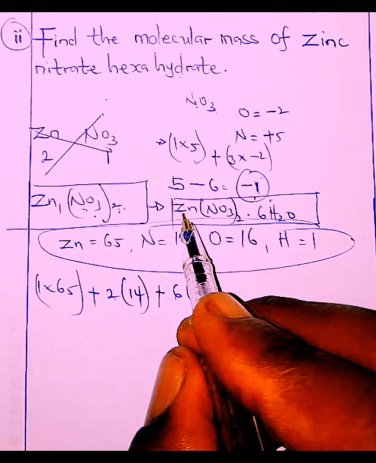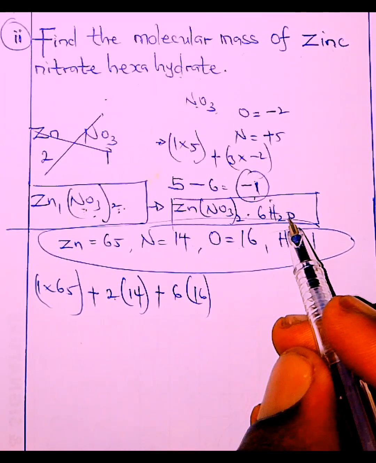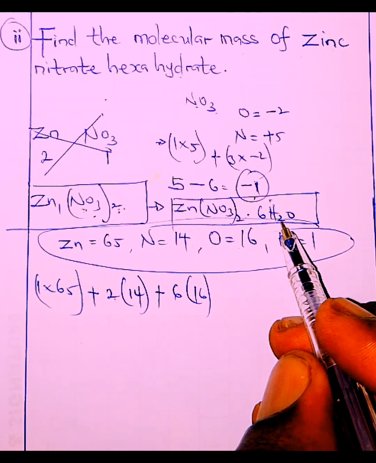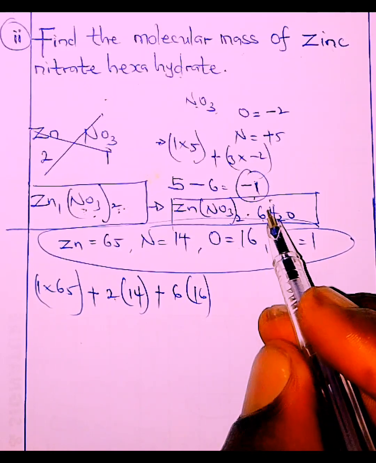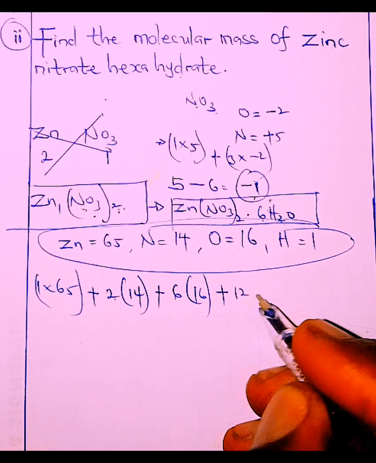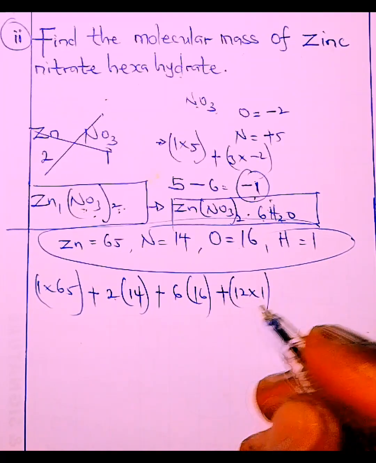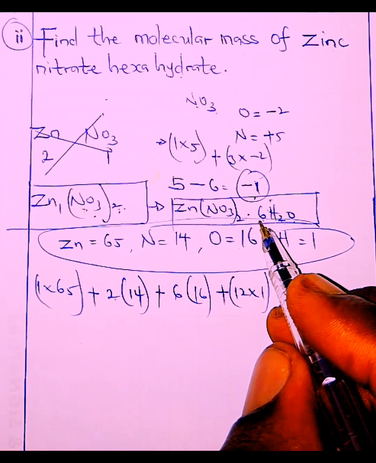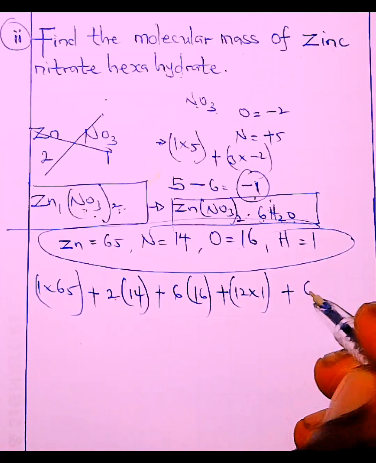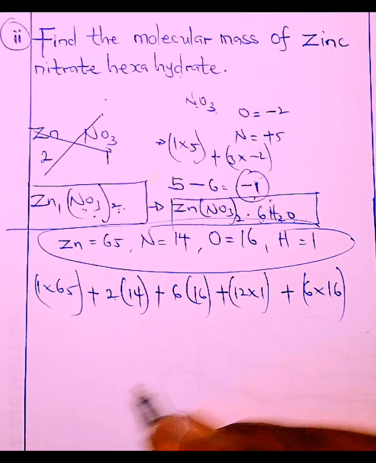So what do we have next? We're done with this. So we're going to work on the water now. Hydrogen here is 2 atoms, but we have a general 6 out there. That's 6 crystals, so hydrogen here is 12 atoms. That will be 12 times 1. Then plus oxygen here is 1, but the 6 makes it 6 atoms of oxygen. That will be 6 times 16.